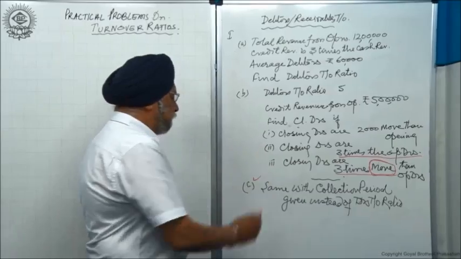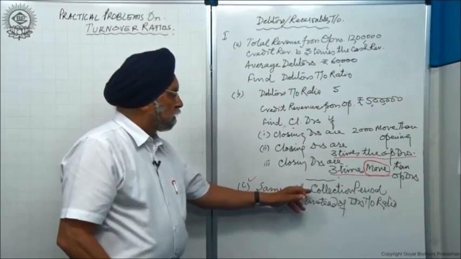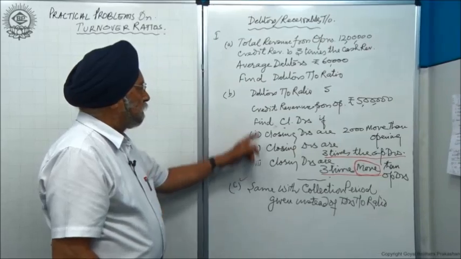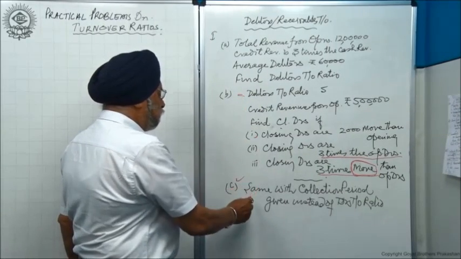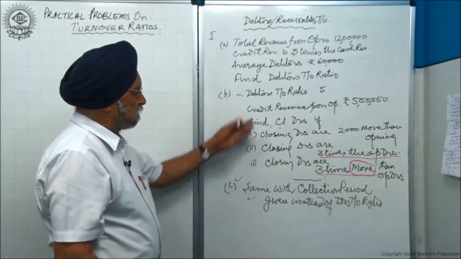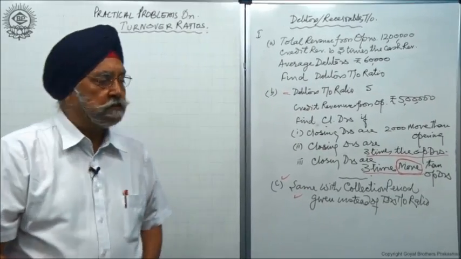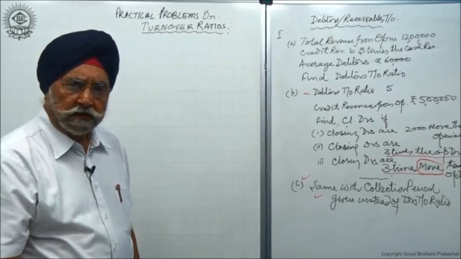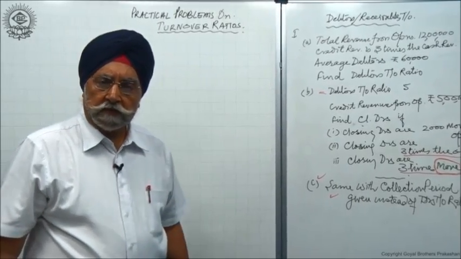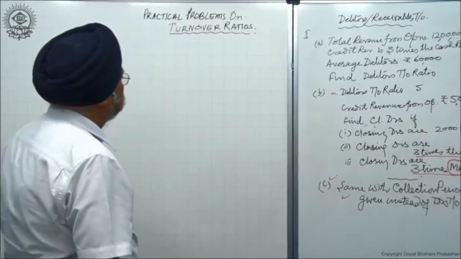And the third option is the same thing as given above, but the collection period will be given to you instead of the debtors turnover ratio. The rest of the items will be the same. How to go ahead with this? Let us take these 3 situations in debtors turnover ratio, and then we will proceed further to some more problems of this type. So I take the first one.